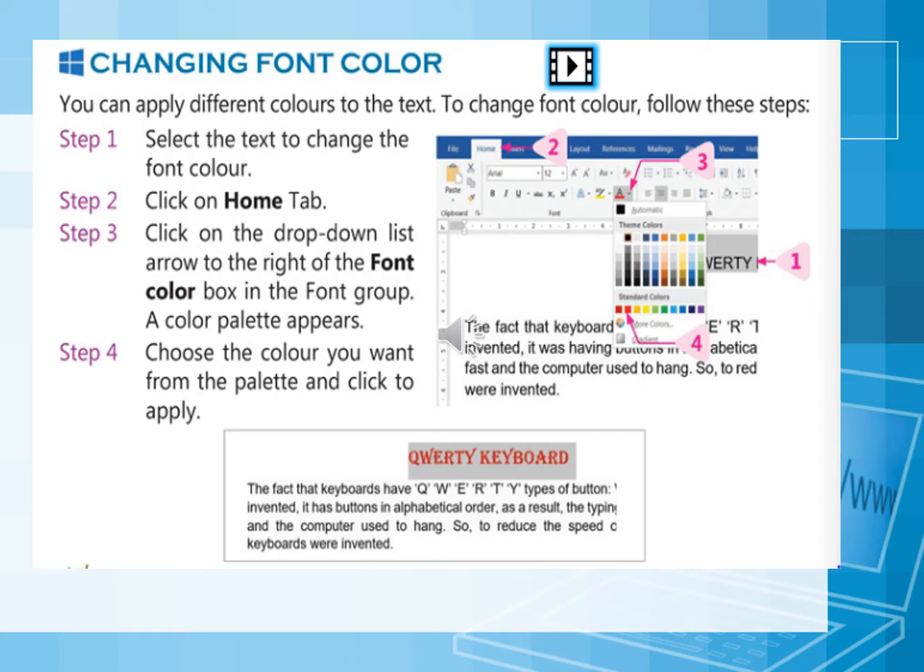Changing font color, children. Now we will learn how to change the font color. For that, we need to select the text. As usual now, we will go in Home tab. Click on the drop-down list arrow to the right of the font color box, children. Here we will click on font color box. In the font group, a color palette appears. You can choose the color you want from that palette and you should click on apply.